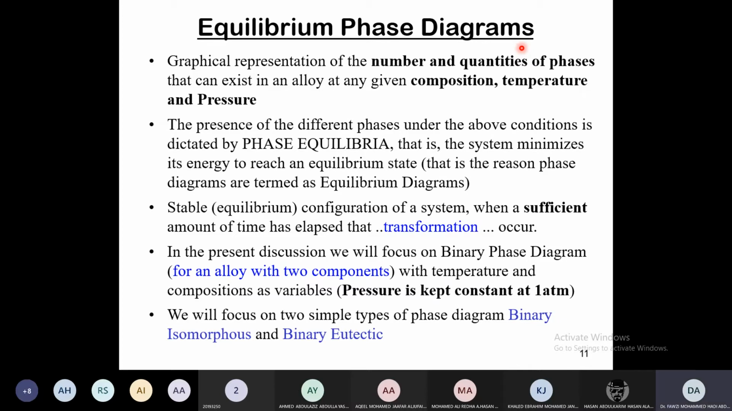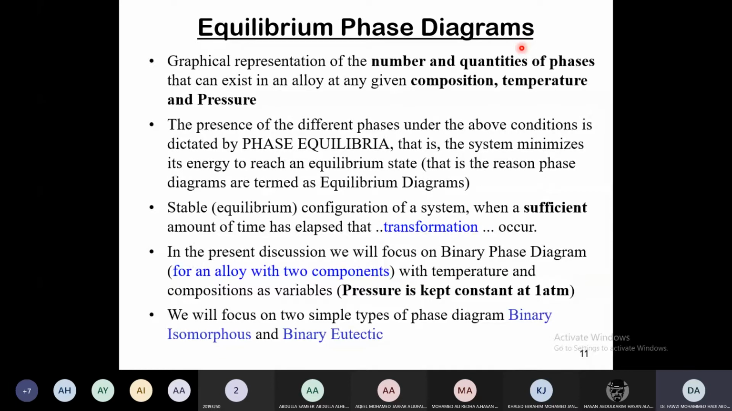Guys, is that clear? Doctor, how long is this period, an hour, two hours? It's not a matter of an hour or two hours. The concept which I want to reflect here, first of all, I am concerned that you understand what an equilibrium phase diagram is. Why do we call it an equilibrium phase diagram?